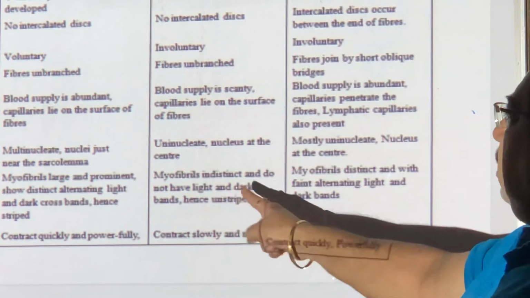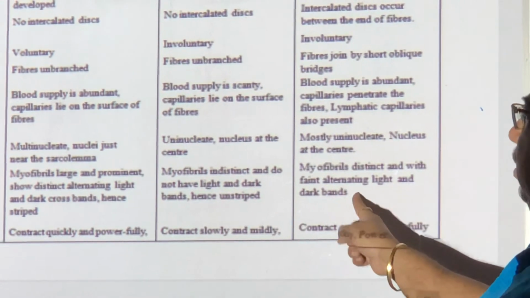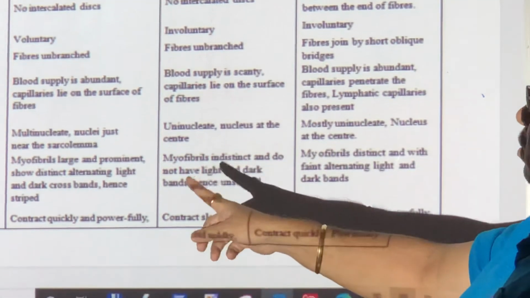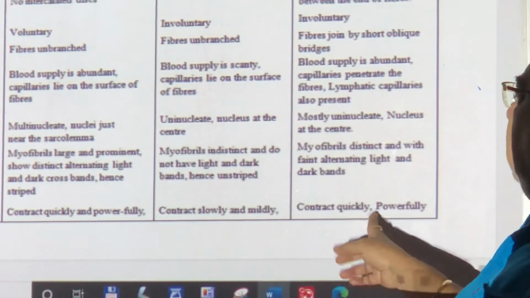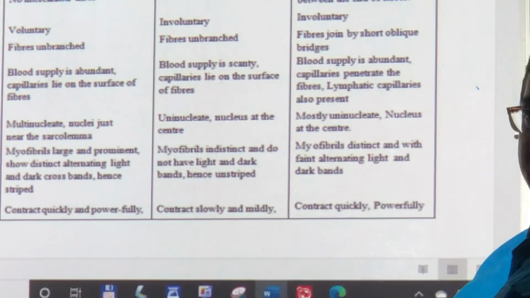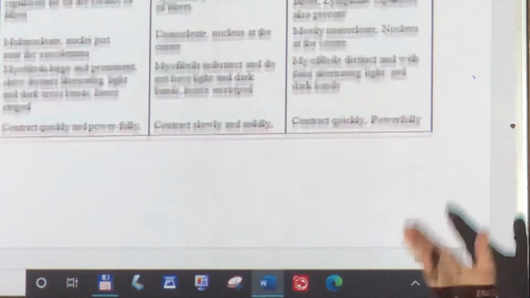Myofibrils are big. Here cannot see much. Here we see them very faint. Quick, very fast. Stomach slow. And here powerful. See, distribution trees. So easy to remember.